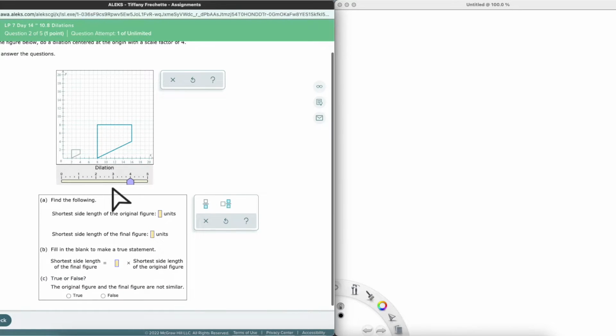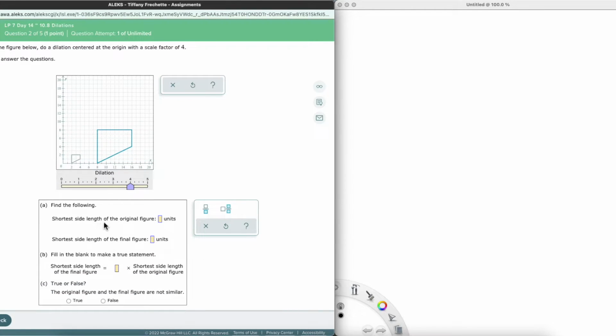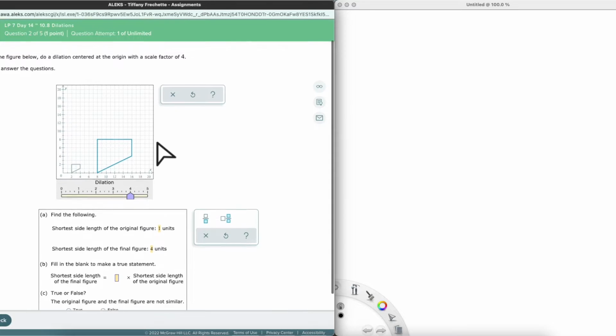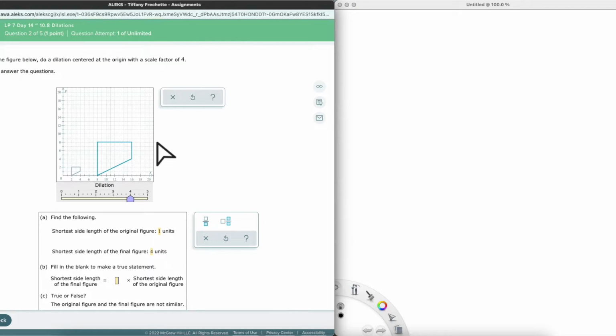So the shortest side length of the original figure, if I'm looking here, this one's 2, this one's 2, this one's a little bit more than 2 because it's diagonal, and this one's 1. So it looks like 1 is the shortest. The shortest side length of the final figure should be the exact same side length, just over here. So now it's 1, 2, 3, 4. Well, that makes sense from what we were just talking about, doesn't it?